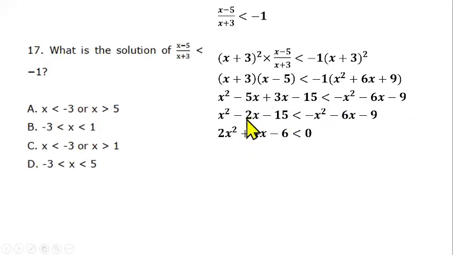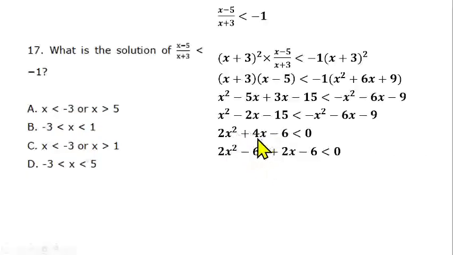Then this comes here, minus 2x plus 6x will give us plus 4x, minus 15 plus 9, that gives us minus 6 less than 0. So from there we can now solve this quadratic inequality. Now 6 will multiply minus 2, will multiply minus 6, that gives us minus 12. Two numbers you can multiply together to give us minus 12, and when you add them together give us plus 2, that will be plus 6 and minus 2.